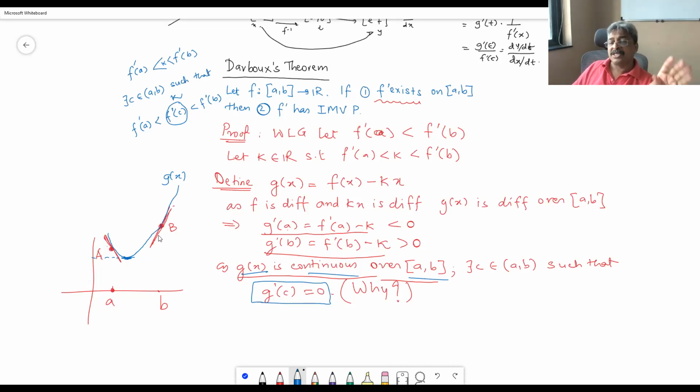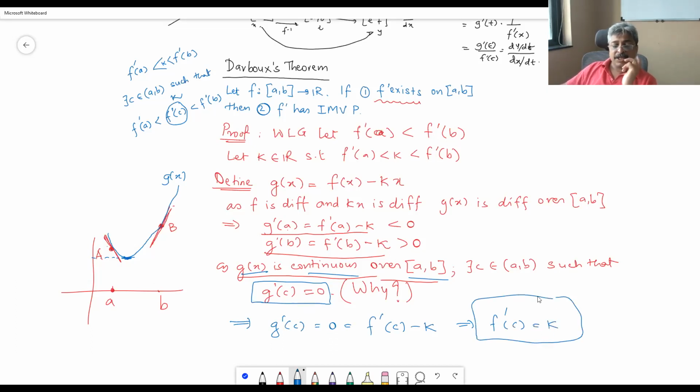It might be present once or it might be present many times. But at least there will be one c between a comma b which will give you g dash of c equal to 0. And then it is simple. If g dash of c is equal to 0, that is f dash of c minus k is equal to 0, which implies f dash of c is equal to 0.